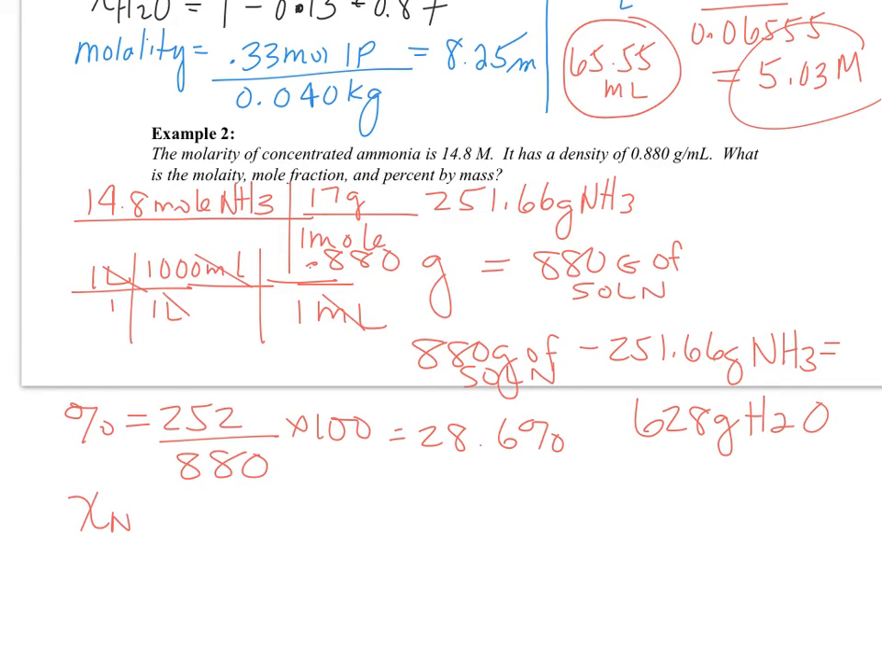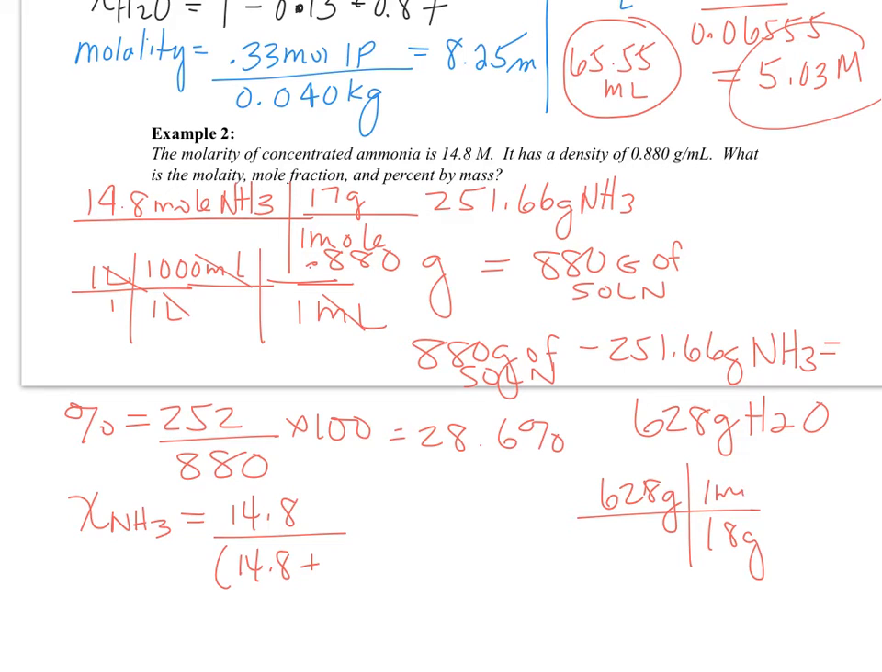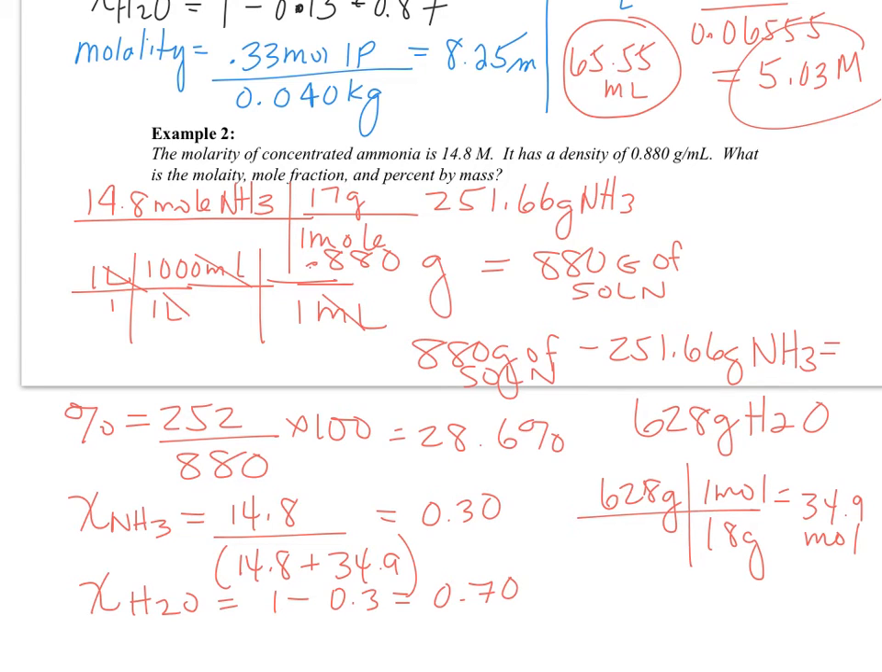For my mole fraction of NH3, I've got my moles, which is 14.8, over 14.8 plus, I need moles of water. So I'm going to very quickly take my 628 grams of water and divide it by 18 to get my moles, which is going to be 34.9. So now this is plus 34.9 over here. So when I do the math on that, I'm going to get 0.30 for the mole fraction of NH3. Therefore, the mole fraction of water is going to be 1 minus 0.3, or 0.7. So I've got percent, mole fraction.